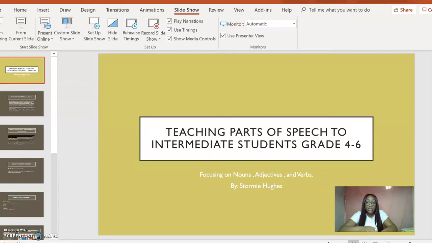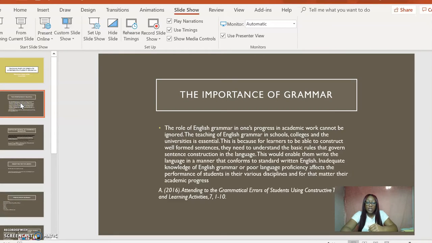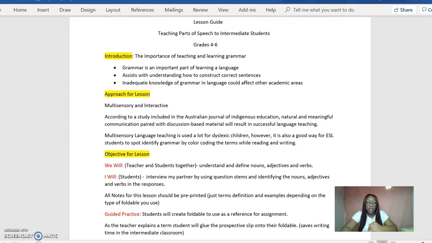I will be switching in between modeling how I would teach it to the students as well as teaching you as a language or ESL educator. So the first thing that I want to do is explain the importance of grammar, and I'm going to switch the screen.